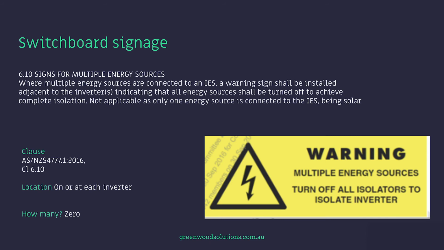Warning, multiple energy sources, turn off all isolates to isolate inverter. In this case, again, 4777.1, clause 6.10, on or at each inverter. But how many do we need in this situation? 0. Now, when you're talking about multiple energy sources, so in conjunction with solar, you're talking about wind or battery storage, there's a whole host of signage that's required. In our case, we are talking simply grid connect, so the sign in question is not required.